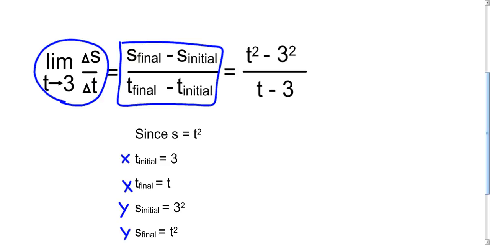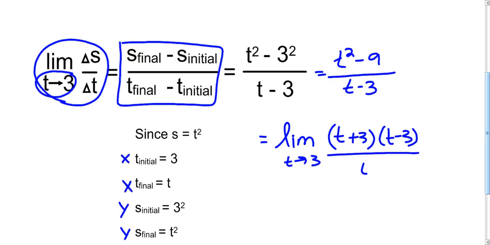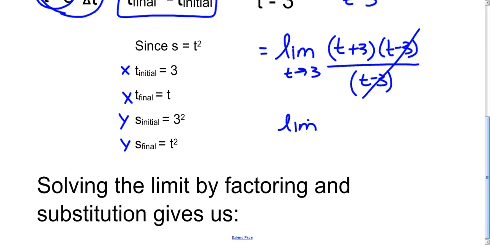So this is saying as my intervals approach 3, I have my function squared minus the x value that I want, which is 3 squared, over my time difference, which is my time, minus 3. When you do this, you get t squared minus 9 over t minus 3, which really gives me, and I should have written the limit over, the limit of t plus 3, t minus 3 over t minus 3. Those will cancel, which gives me the limit as x approaches 3 of t plus 3.